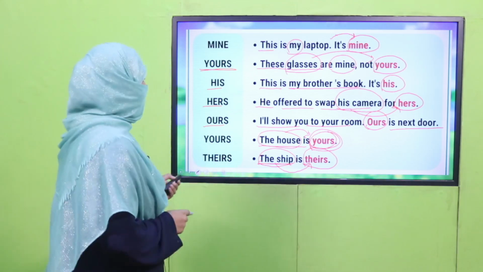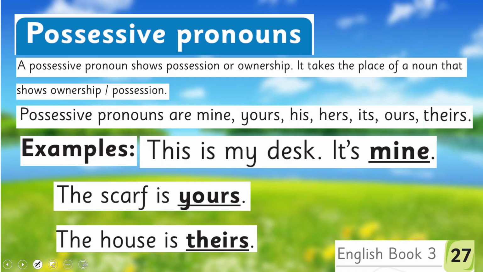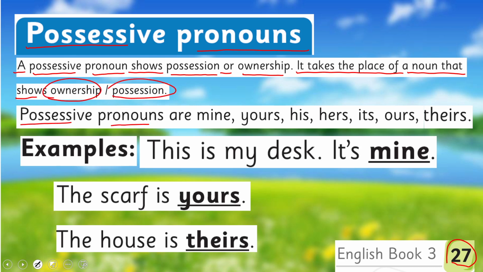Okay, let's practice it. Open your book on page number 27. What does your book say? Possessive pronouns. A possessive pronoun shows possession or ownership. It takes the place of a noun that shows ownership or possession. Possessive pronouns are mine, yours, his, hers, its, ours, and theirs.